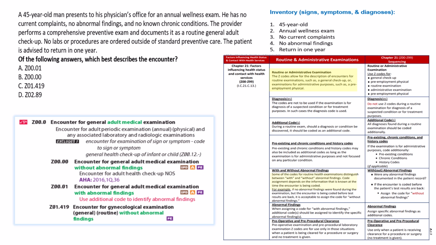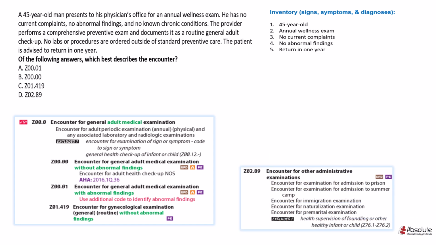So we have a 45-year-old patient presenting for an annual wellness exam. There were no current complaints and no abnormal findings at all. And the patient was also asked to return in 1 year. So now let us look into the code options which we have. Option C is coding for Z01.419, which is for an encounter for gynecological examination without abnormal findings.